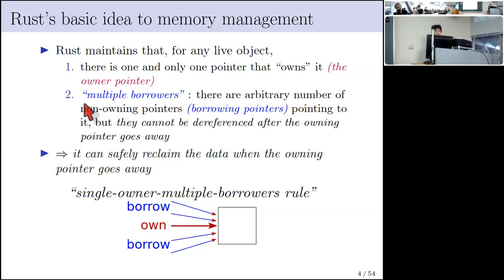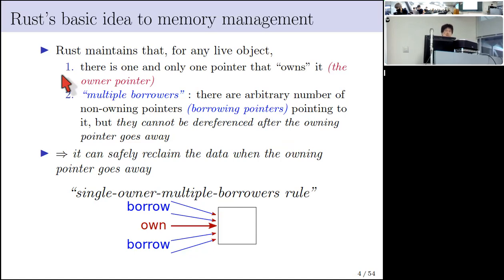And in addition to the owning pointer, there can be any number of something called borrowing pointers, or references, which are non-owning pointers. It doesn't matter very much how many; you can have any number of borrowing pointers pointing to an object. But the important point is that they cannot be dereferenced after the owning pointer goes away. This is the rule enforced by Rust memory management.